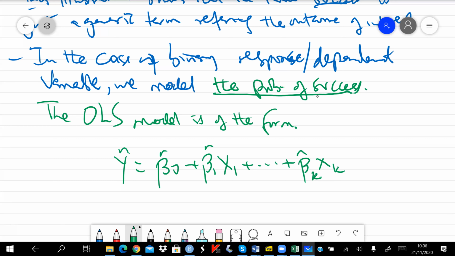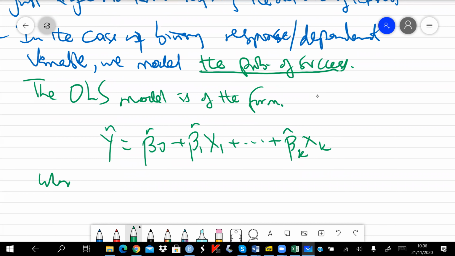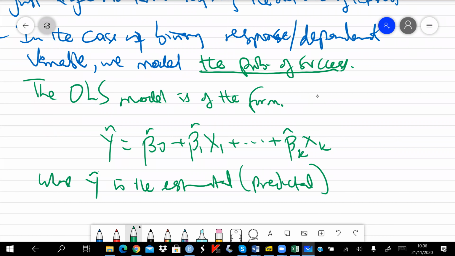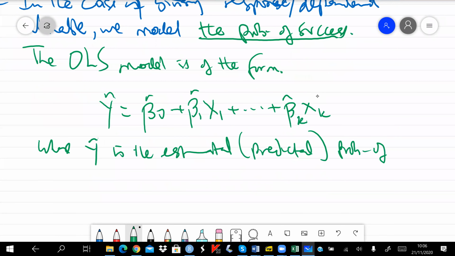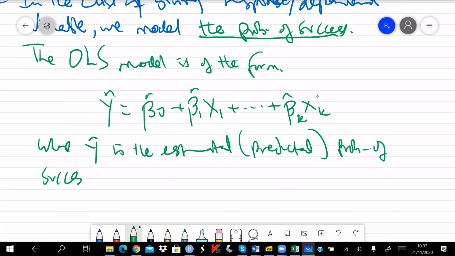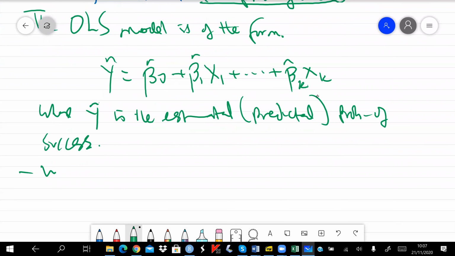Okay, where the estimate of y is the estimated, or the predicted, probability of success. Is the estimated probability of success. And we can rewrite the above model in the form.